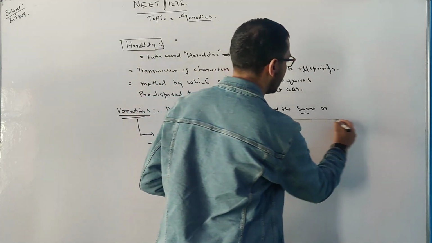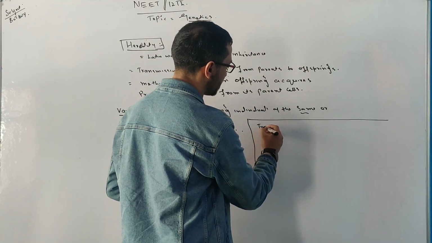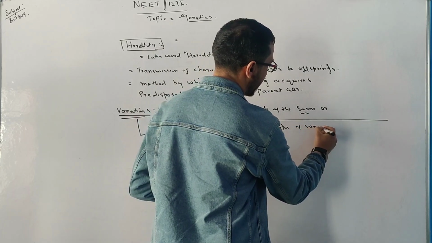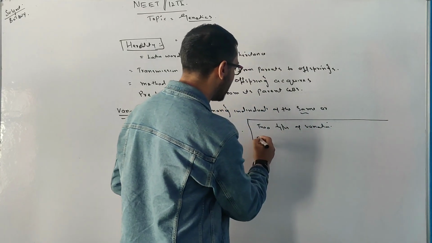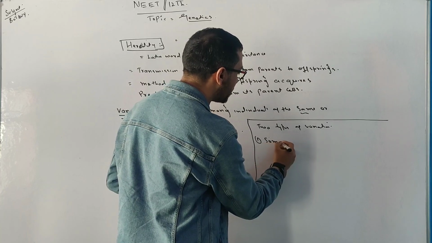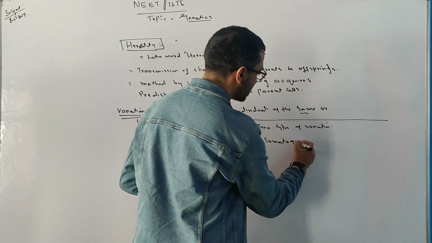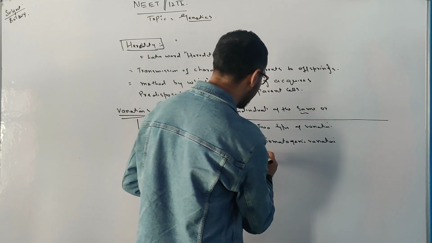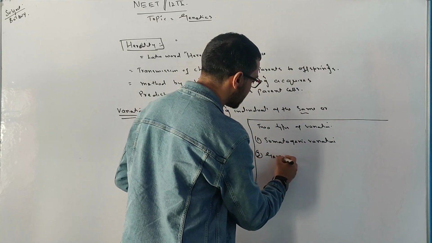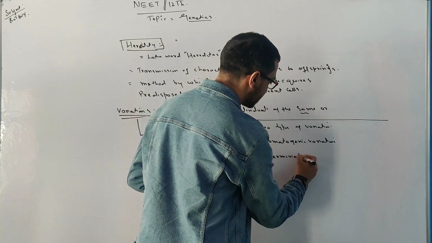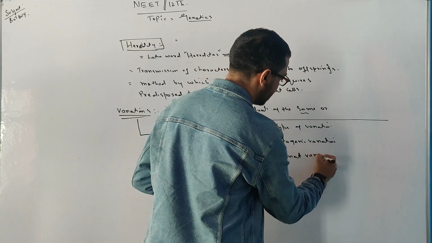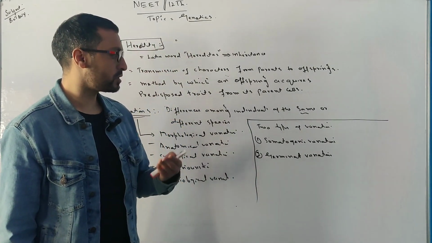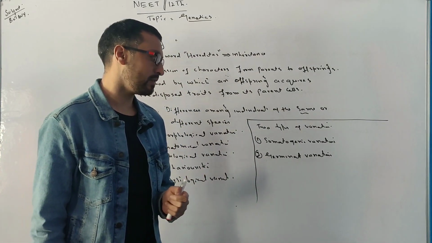Number first, we will talk about two main types of variations. Number first, somatogenic variations, and number second, germinal variations. Variations are of two types. Number first, somatogenic variations. Number second, germinal variations.